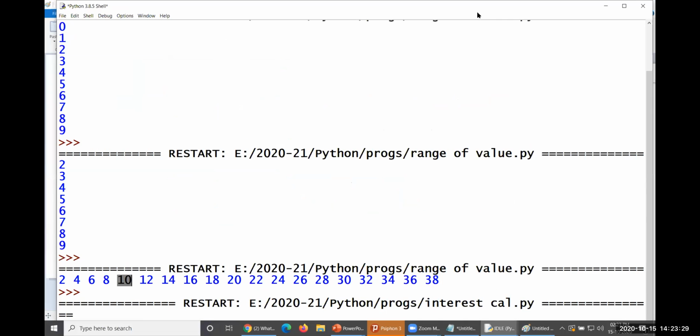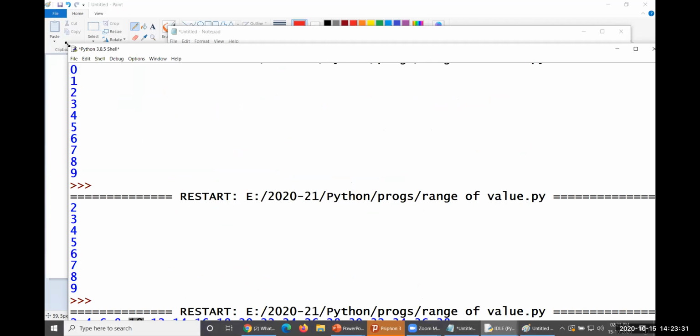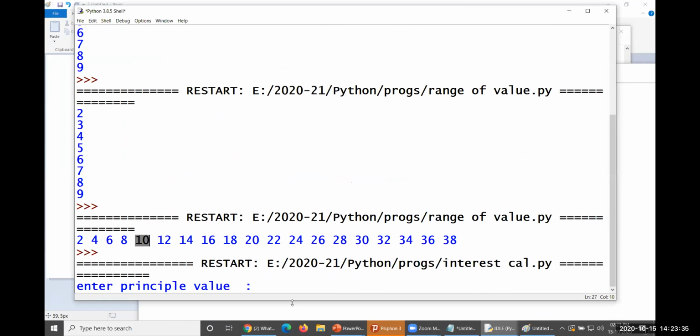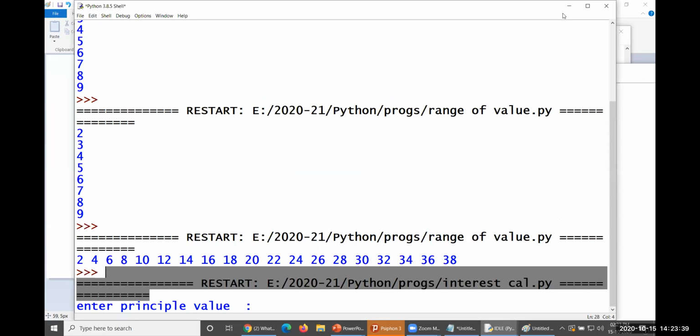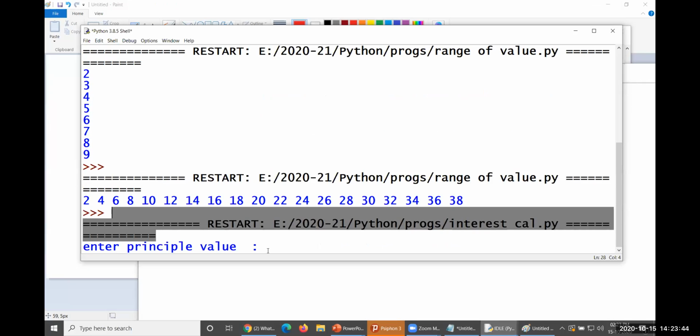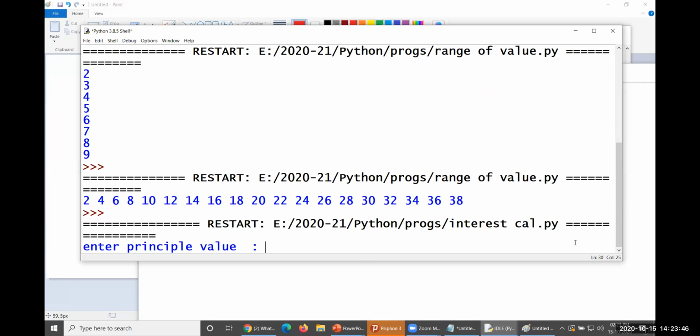Let me adjust this window so that it is easy for you to see, since your display unit will be very small. Enter principal amount. So I would like to borrow 1,000 rupees, 35 paisa from my friend. This amount has been taken from my friend here.